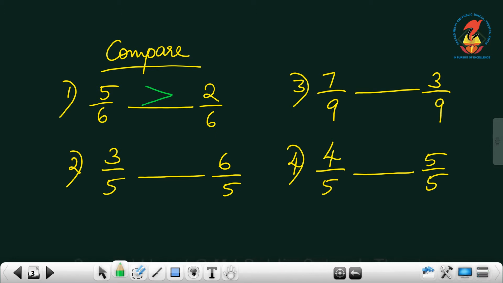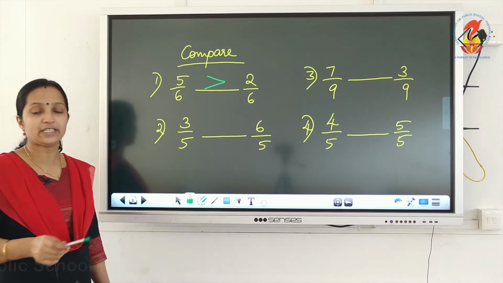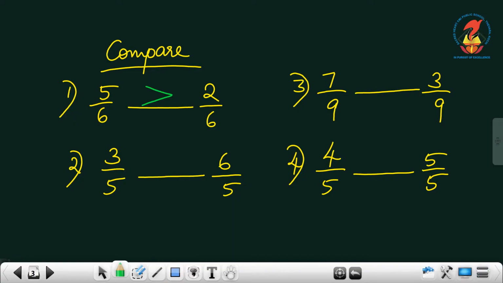I hope it's clear. Look here: 3 by 5 and 6 by 5. The two fractions have the same denominator, so the fraction with the greater numerator will be the greatest fraction. 3 or 6, which one is the greatest? 6. So we can say 3 by 5 is less than 6 by 5.